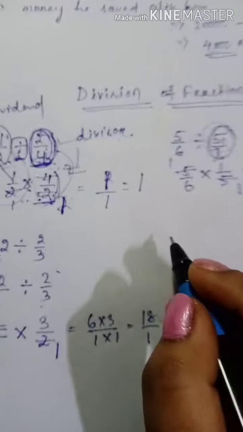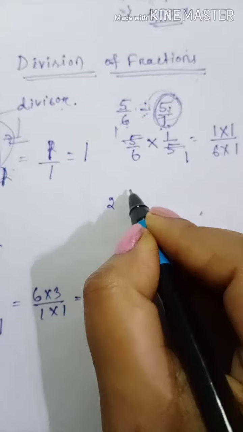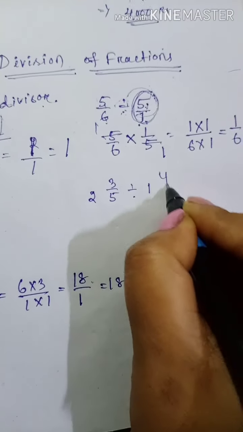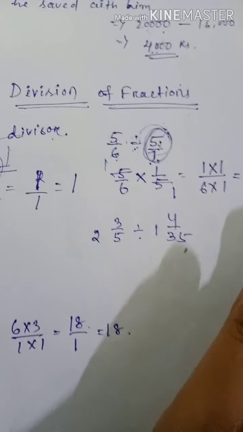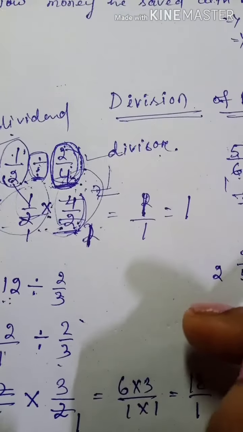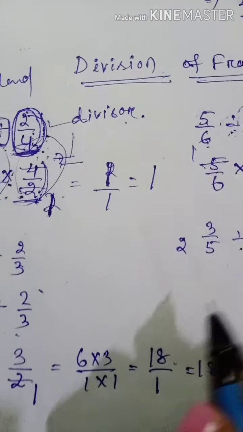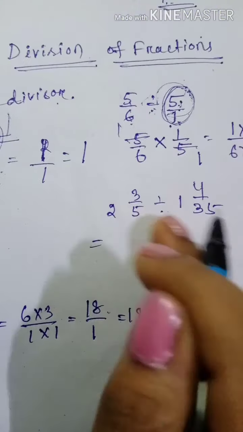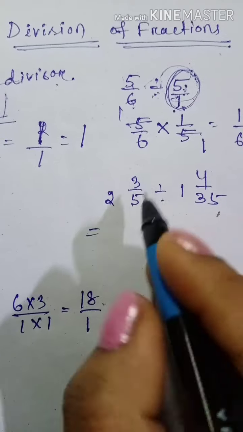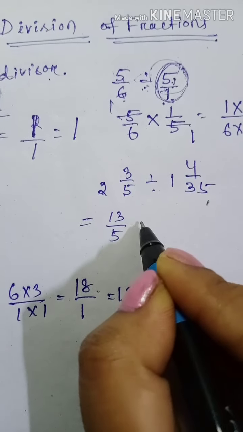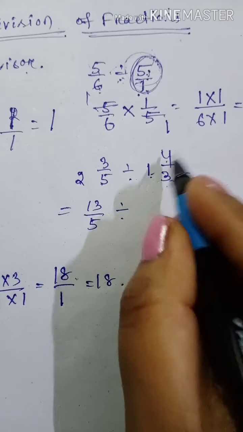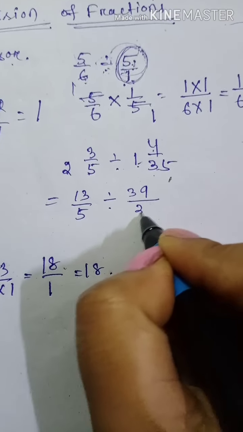Another question. See, 2 whole 3 by 5 is to be divided by 1 whole 4 by 35. Clear? This is an exercise question. Some of these questions are from your exercise, so all of you see the video. If there is a mixed fraction, you first convert it into an improper fraction. 5 2s are 10, 10 plus 3 is 13, 13 by 5. Divided by 35 1s are 35, 35 plus 4, 39 by 35.